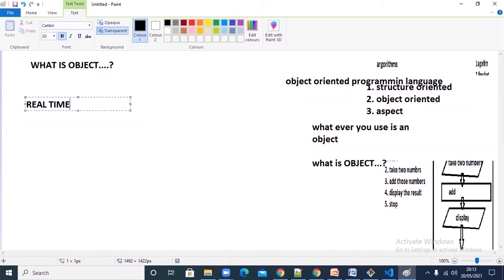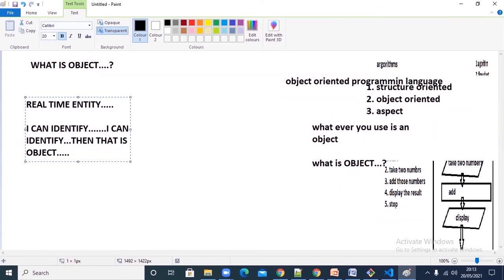An object is a real time entity. This is the definition, and we need to understand it. What does real time entity mean? If I can identify something, then I can treat it as an object. In the real time world, anything I can identify, I can call an object. Simply, if I can identify anything with my eyes or my senses, I can treat it as an object. If I'm not able to identify it with my senses, then I cannot treat it as an object.